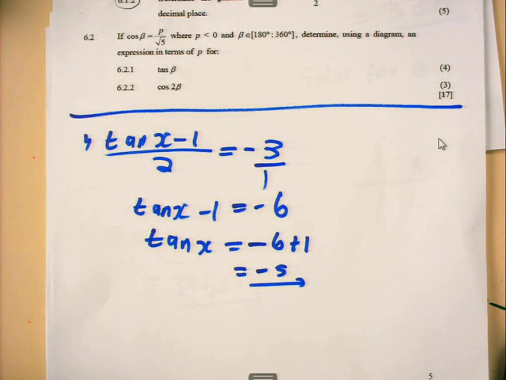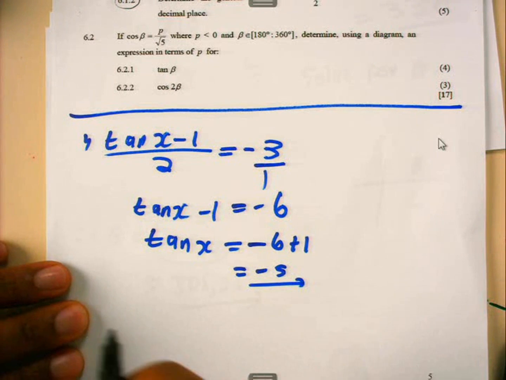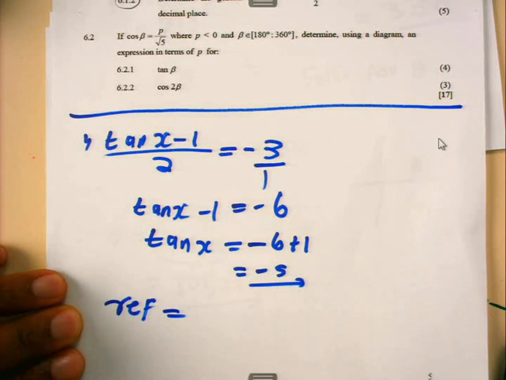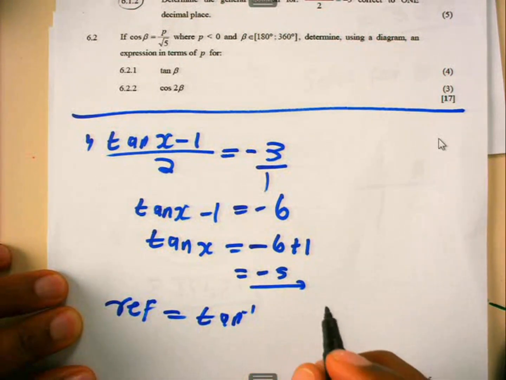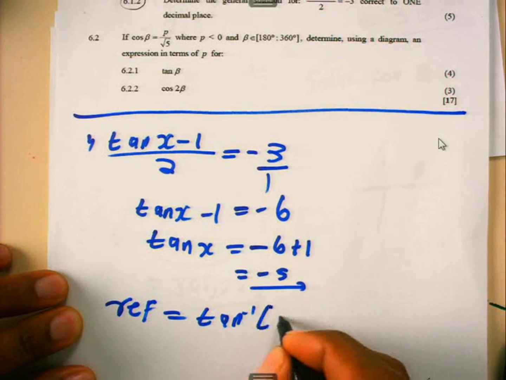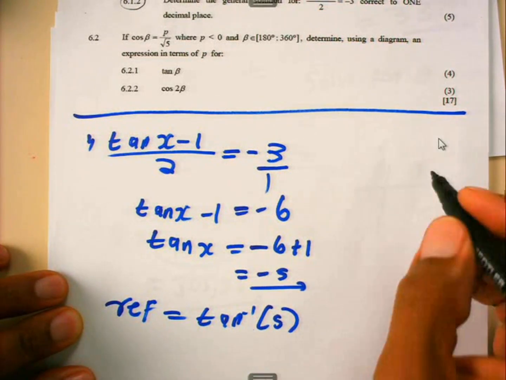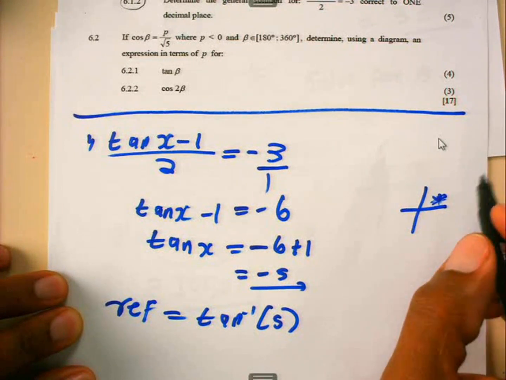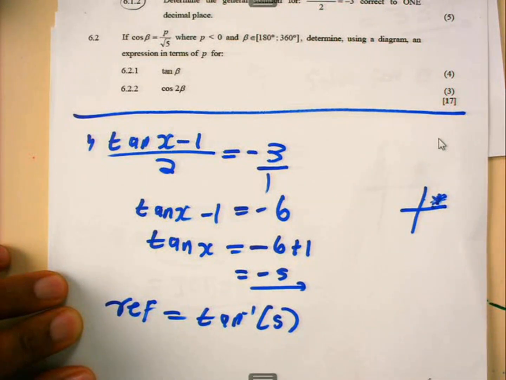Of course, we need to have the reference angle. Our reference angle is equal to the inverse tan of positive 5. Why is it supposed to be positive 5? Because, like I said, the reference angle is in the first quadrant. In the first quadrant, x is positive and y is also positive.